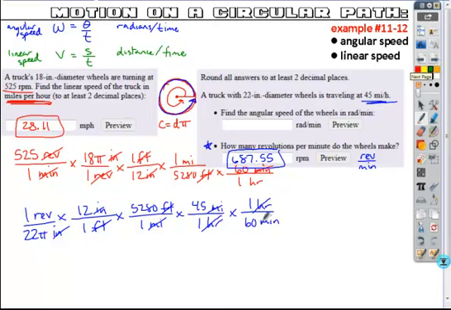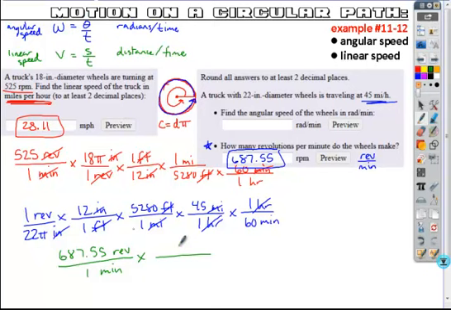Okay, so this is revolutions per minute. And so if I take that number, 687.55 revolutions per 1 minute, and I want to convert this into angular speed, and I see up here, angular speed is radians per time. The time is in minutes, so I already have per minute. All I need to do is convert revolutions into radians.